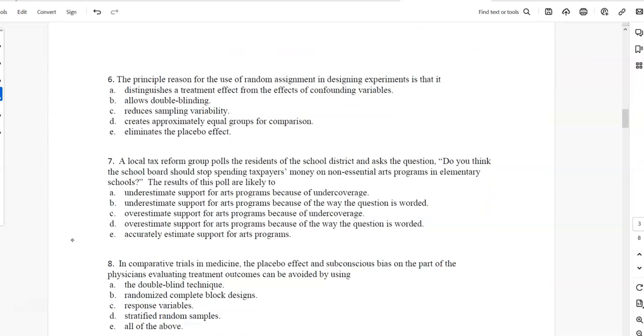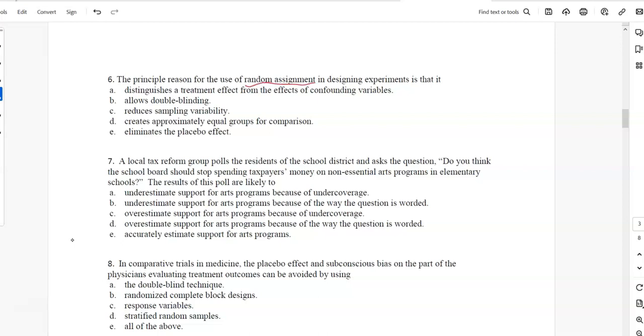Principal reason for use of random assignment in designing experiments. So, random assignment of treatment groups. I thought at first it might say something about causation, right? Because that could prove causation. But when you think about random assignment, I want you to think roughly equivalent groups. So when you think random assignment, think in roughly equivalent groups.